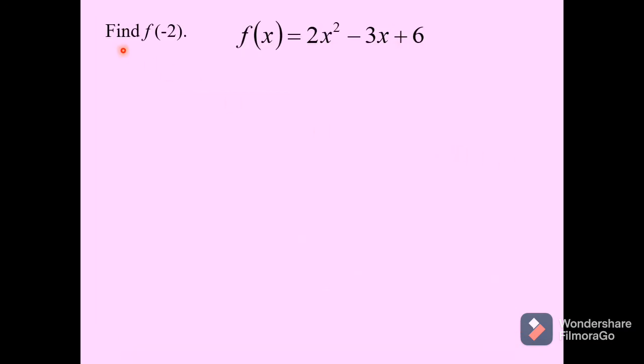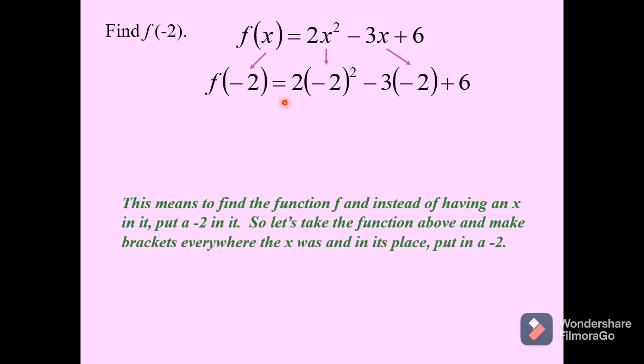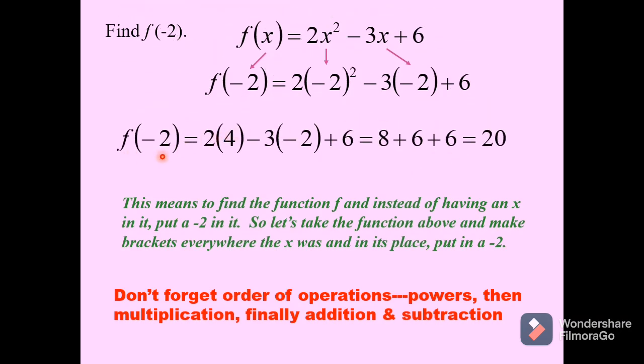Next, how about if we need to find function of negative 2? Still the same given, f of x is equal to 2x squared minus 3x plus 6. Again, we need to put negative 2 on all x that we have on the equation. So, it will become f of negative 2 is equal to 2 times negative 2 squared minus 3 times negative 2 plus 6.